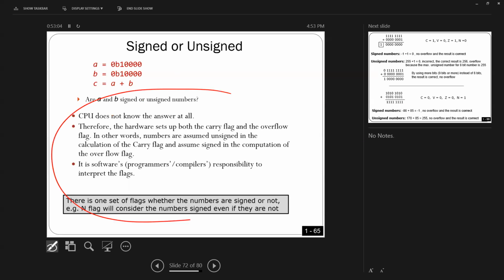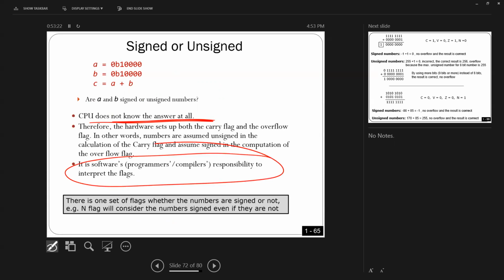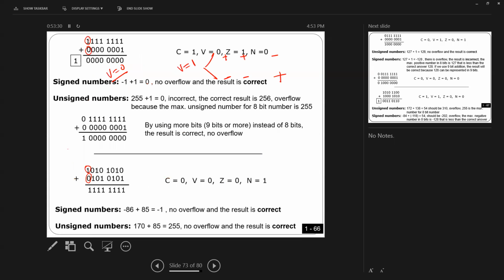That's what I've just explained right now, guys. I told you hardware doesn't know. If I give you this number, and I ask you, are these numbers signed or unsigned? The answer: I don't know. The CPU does not know the answer, and this is left to the software. The software has to interpret the flags. Which flag do you have to look at? Any questions?